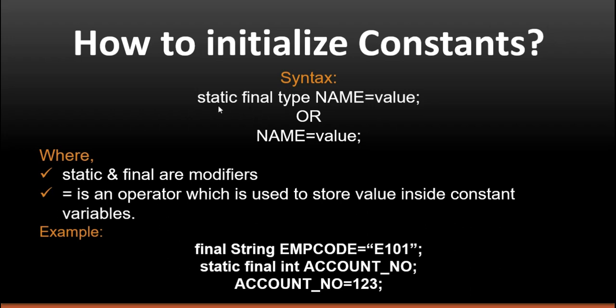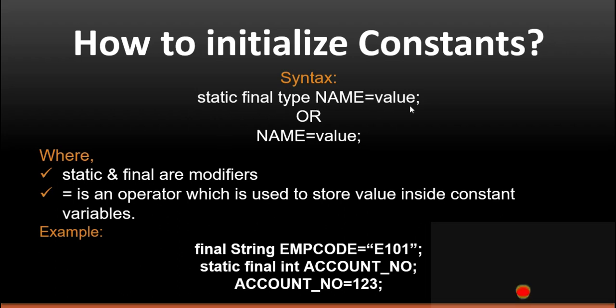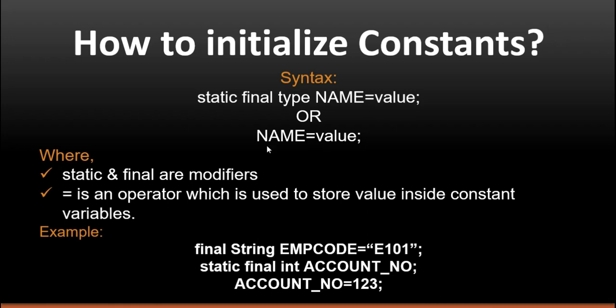So what I'm doing, I'm writing static final type name equal to value. You can see here I'm assigning value to my constant variable. You can assign value during declaration or you can assign value afterwards also. Here I have declared the variable already and I'm trying to assign value to that variable.